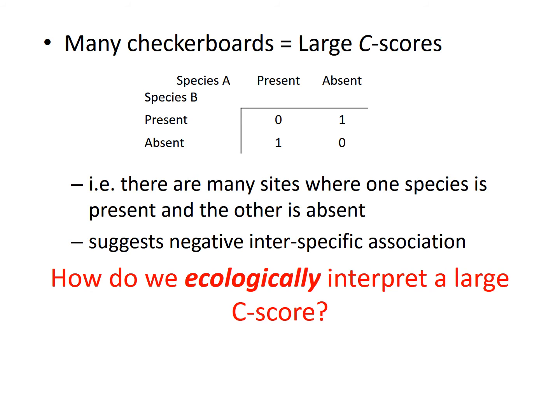So if we were asked to ecologically interpret a large C-score, that's what we would do. We'd say, okay, a large C-score indicates that one species is frequently present where the other is absent. And this could be due to shared tolerances, biotic interactions, or even dispersal patterns.